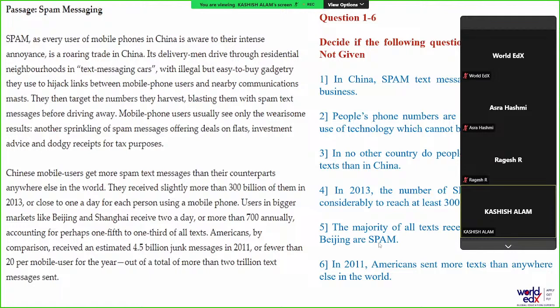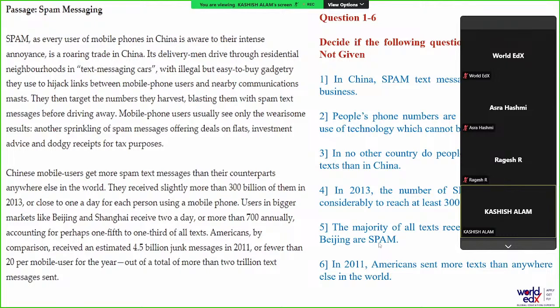What exactly do I have to verify? I have to verify whether the phone numbers that are collected using the technology can be readily bought or not. Let's try to figure it out in the passage part. "As delivery men drive through residential neighborhoods in text messaging cars with illegal but easy to buy gadgetry." Now, what are they comparing easy to buy gadgetry with? Easy to buy means something that we can readily buy.